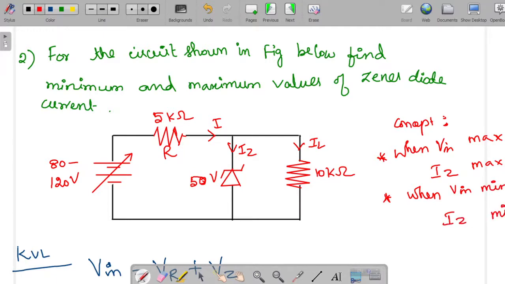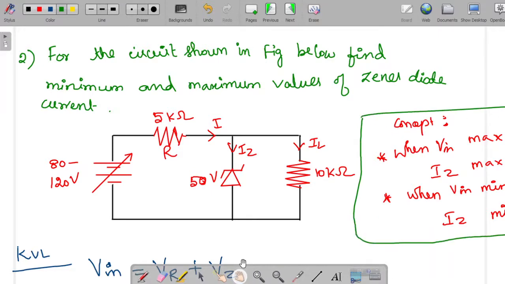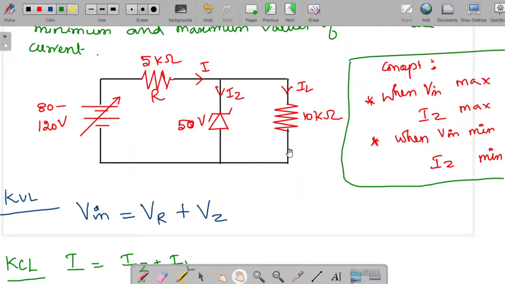This is what you should know. This concept you should know. Okay, so if you know this concept, then we can proceed. For each and every one, it is the same here.